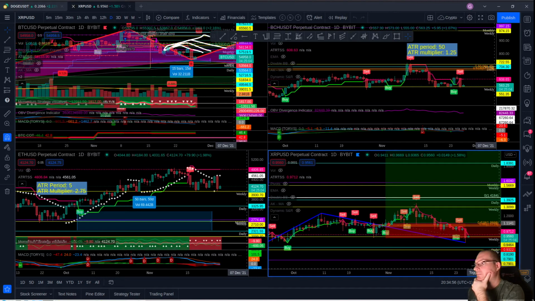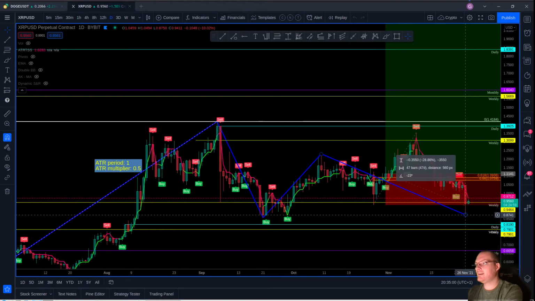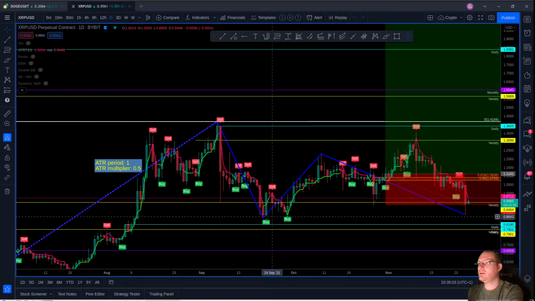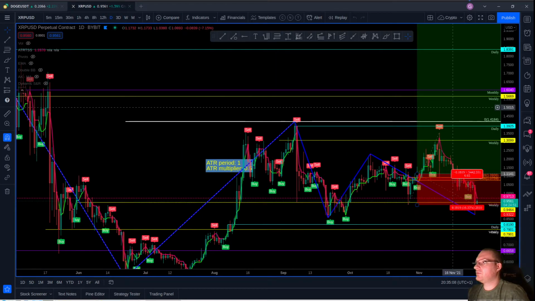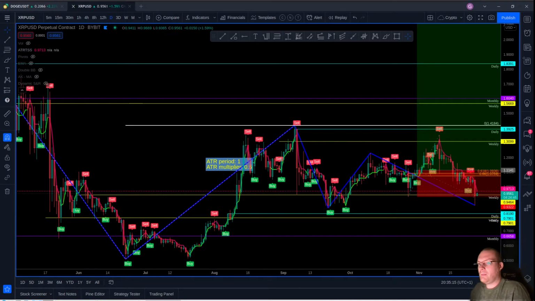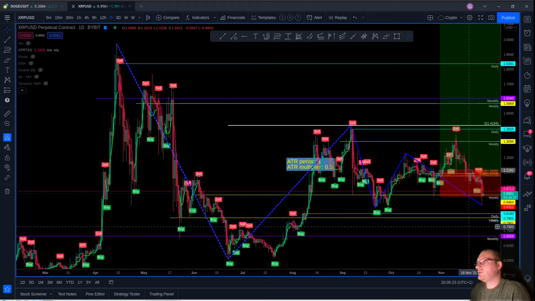So XRP, also the same here. You see the low we had over here didn't take out this low, and of course we're still far away from the last low we had. When was that? Back in June. So also here we have this price compression, which looks really good.